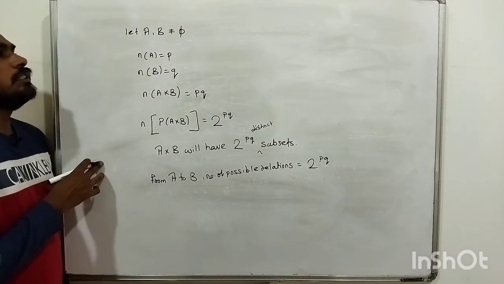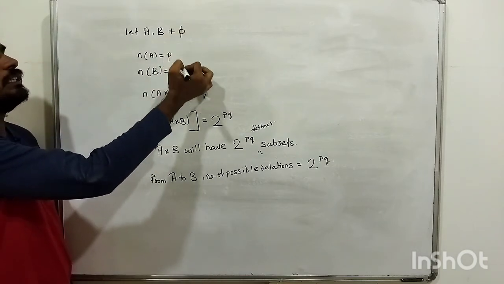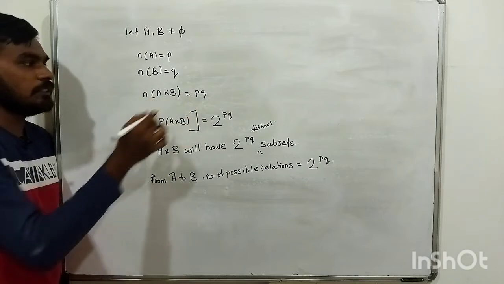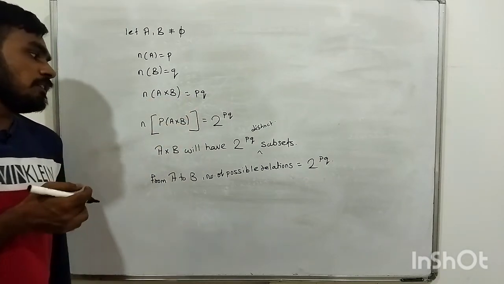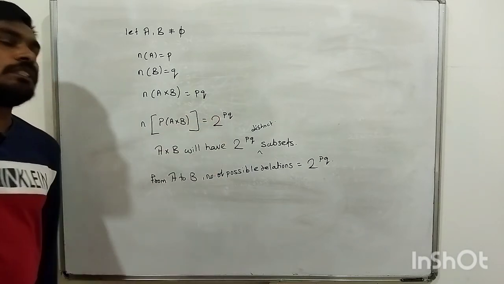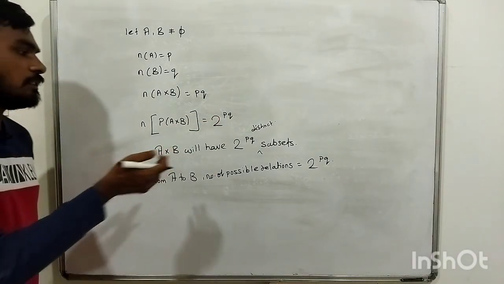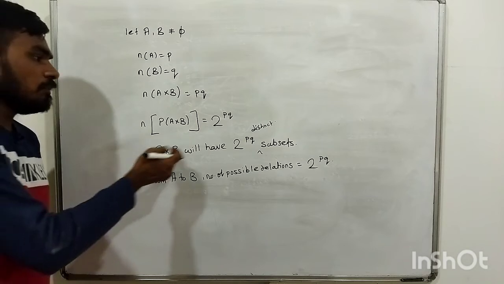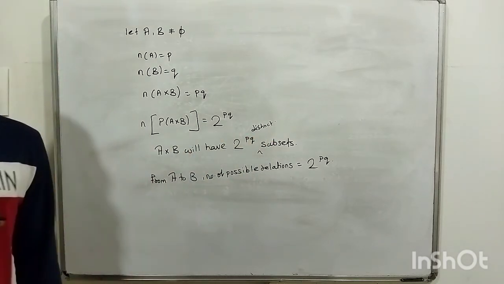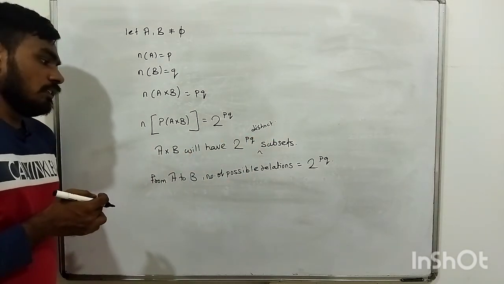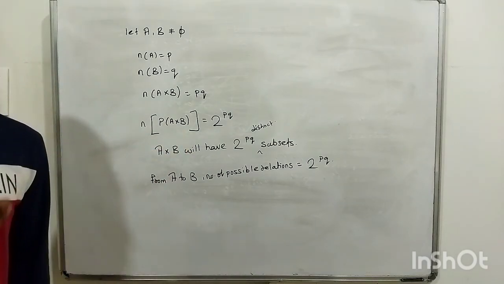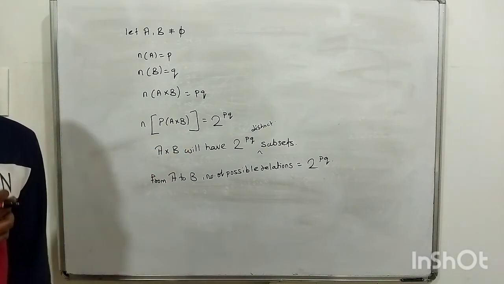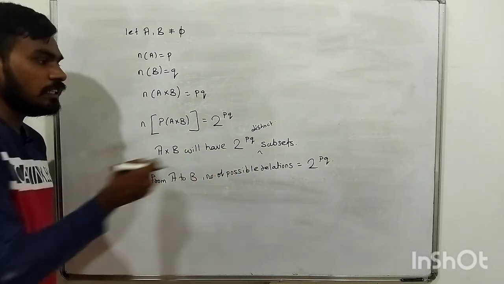Understood? See, the number of elements of A is P, the number of elements of B is Q. So the number of elements of A cross B is PQ. The number of elements of the power set of A cross B is 2 raised to PQ. Power set means the set of all possible subsets. That means A cross B will have 2 raised to PQ distinct possible subsets. Now, a relation from A to B is one of the subsets of A cross B.